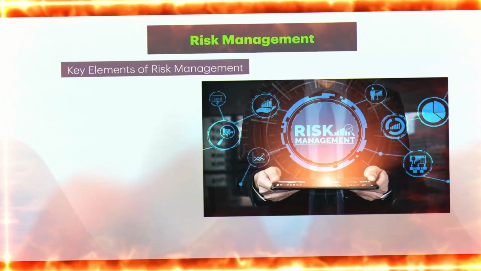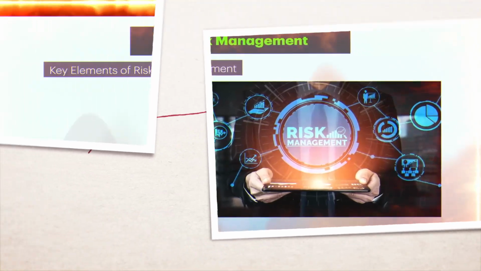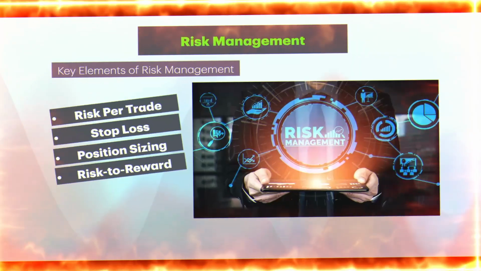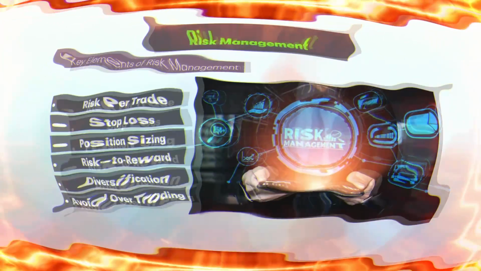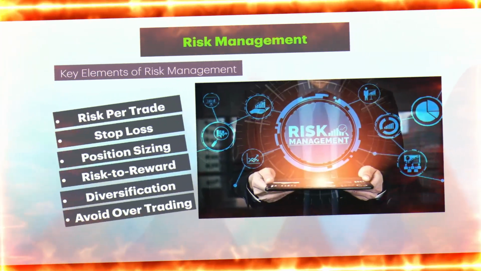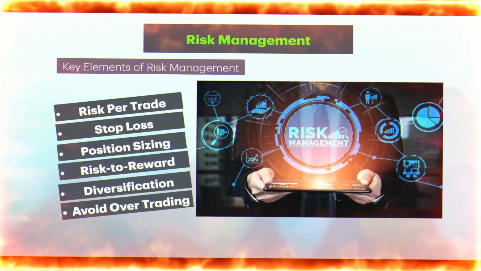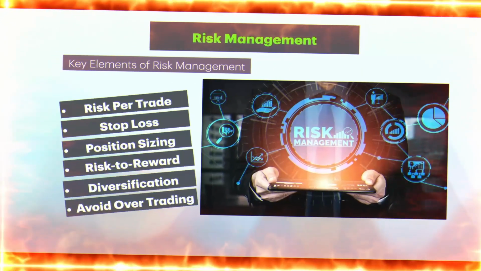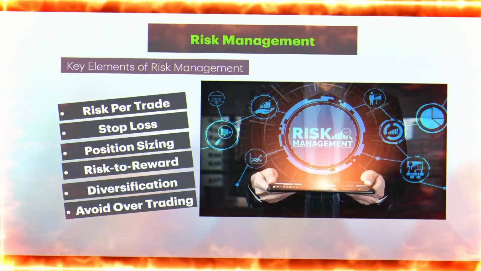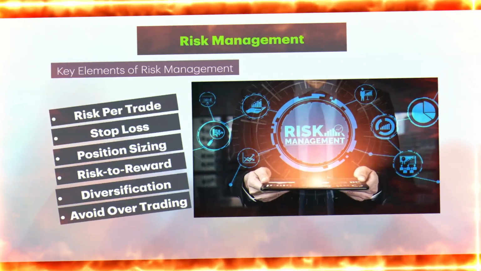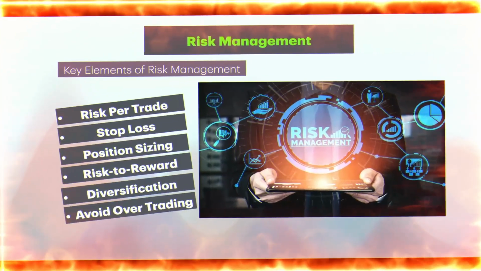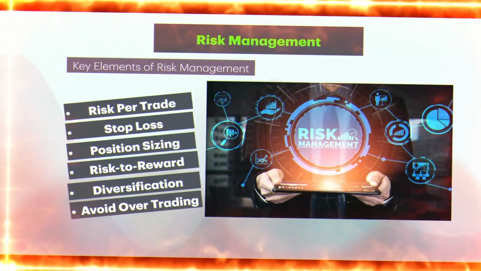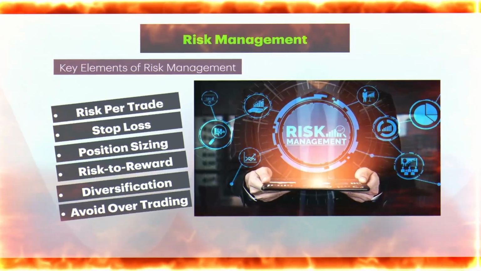The key elements of risk management which you need to keep in your mind: risk per trade, stop loss, position sizing, risk to reward, diversification, and avoiding over trading. These are the very important things in risk management. Never risk more than 1 to 2% of your total capital on a single trade. For example, if you have 1 lakh rupees in your demat account, then risk only 1%, which is 1000 rupees maximum loss per trade. That means even if you lost 10 trades in a row, you will only lose 10% of your total account.